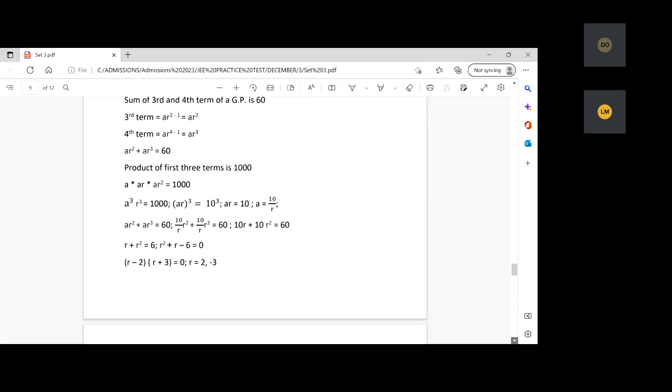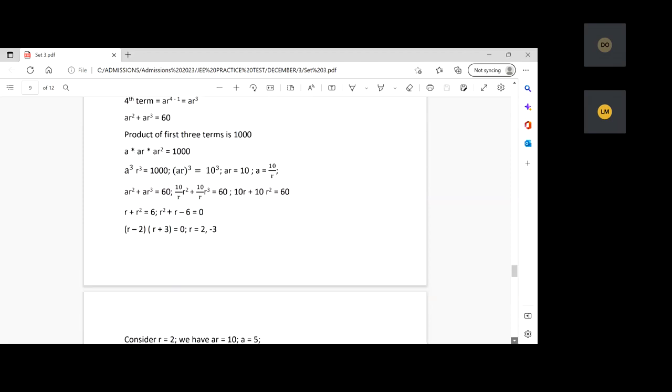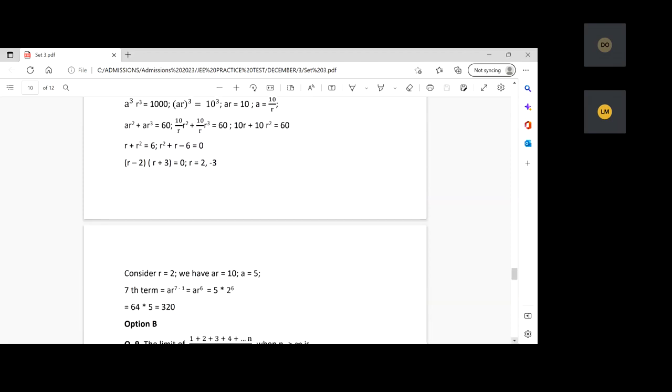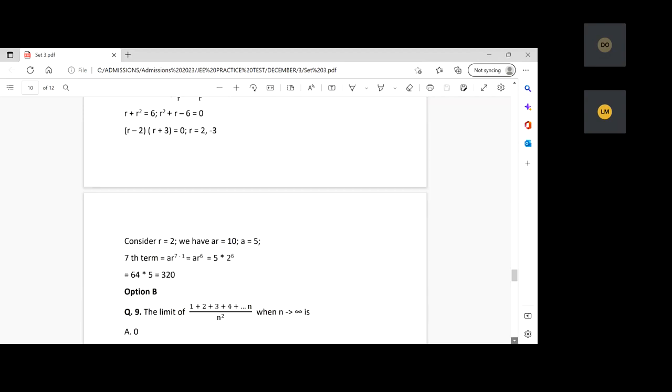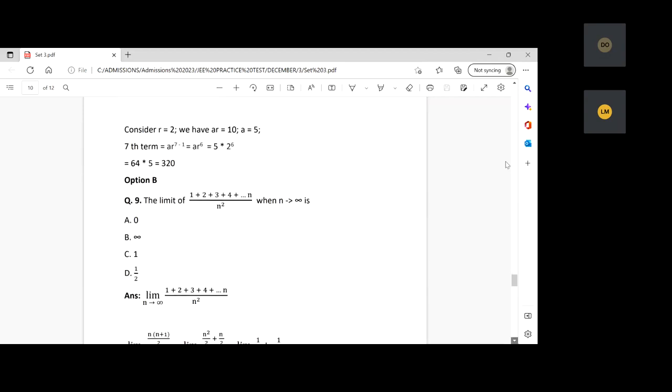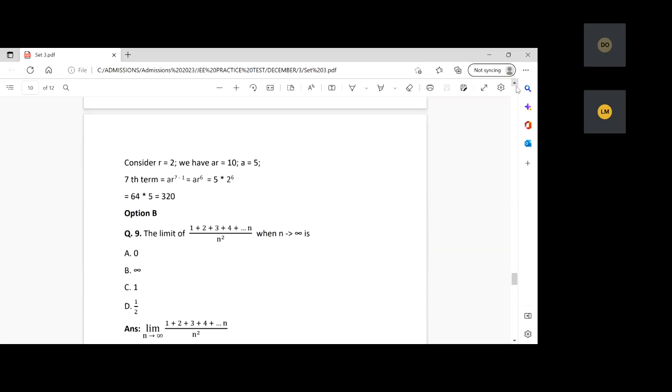Is this question clear and can we move towards the next question? I hope so. So this is the next question, and this is also a very, very simple question.